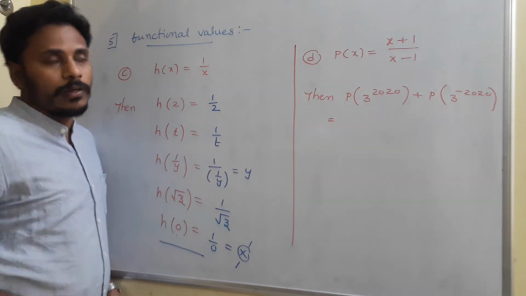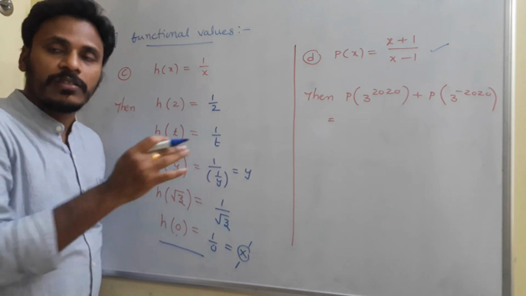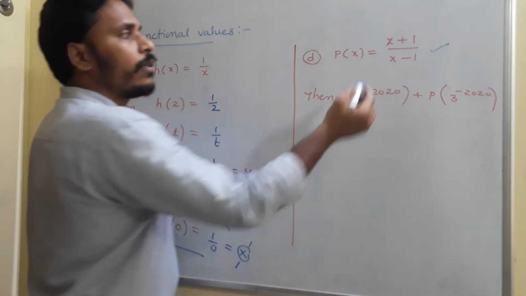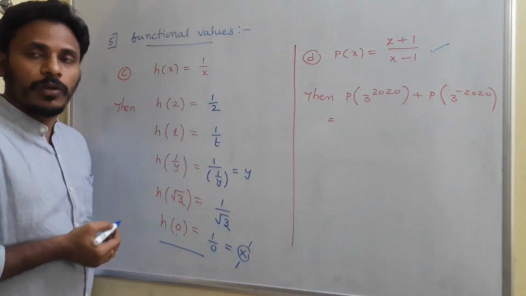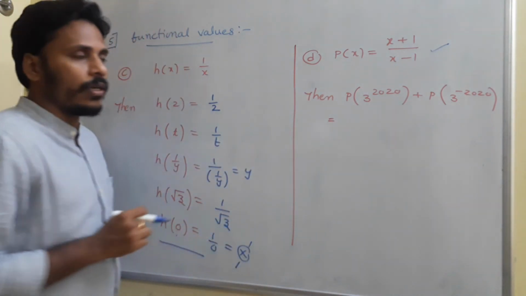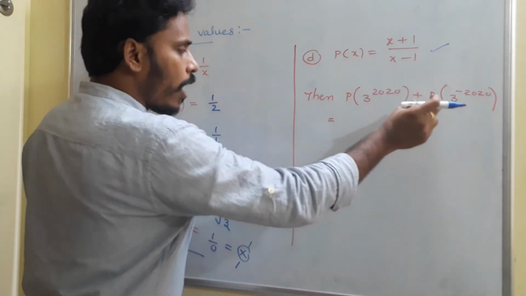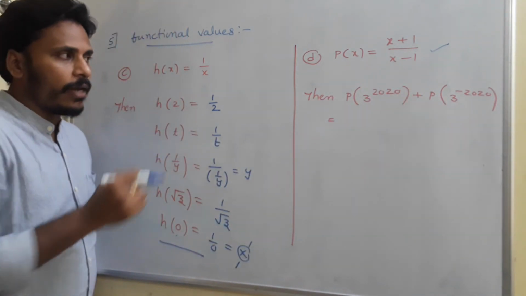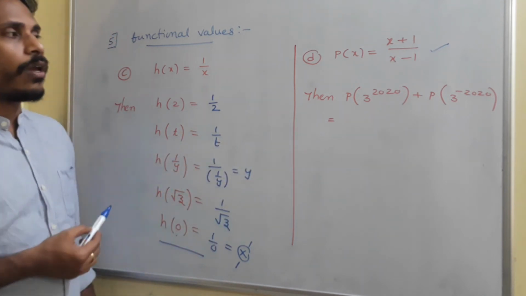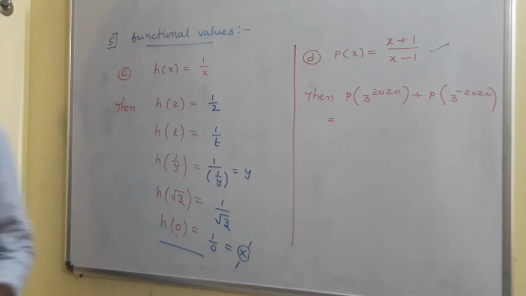I have another one. P of x is a function. For some time, leave aside the first set and the second set. P of x is a function from a set A to set B, and the rule of the function is x plus 1 by x minus 1. Here our task is to find P of 3 power 2020 plus P of 3 power minus 2020. This is one functional value and that is another functional value. We need to add them. That means replacing x with 3 power 2020, and for the other we replace x with 3 power minus 2020.